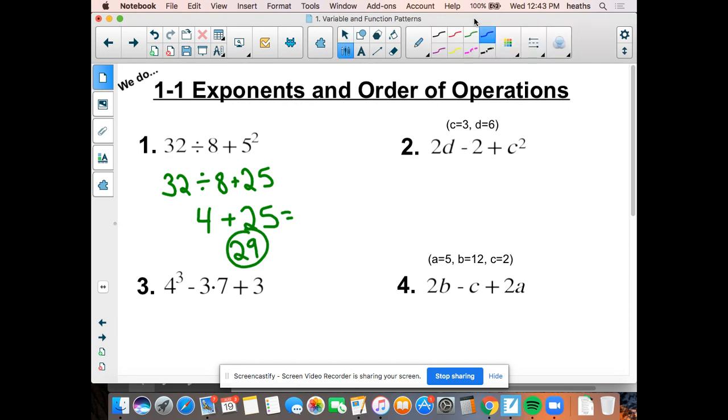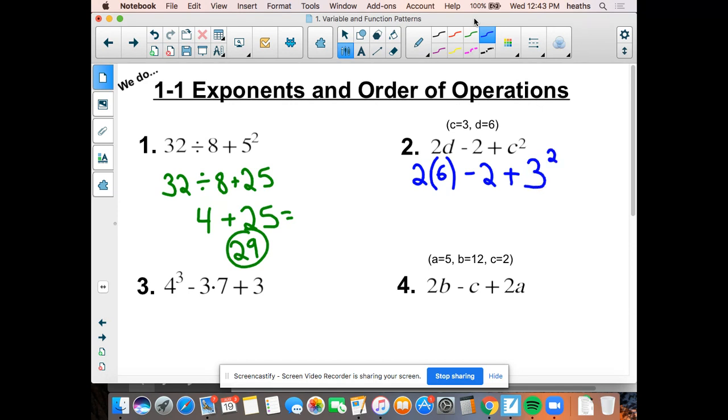Moving on to number 2. 2d minus 2 plus c to the second. Let's plug in those variables that are listed up top. So 2d means 2 times d. So I'm going to put 2, a parenthesis around the 6, just so that I know that it's not 26 and that we're actually multiplying the 2. Then minus 2 plus c squared. And I know c is 3, so I'm going to put 3 squared.